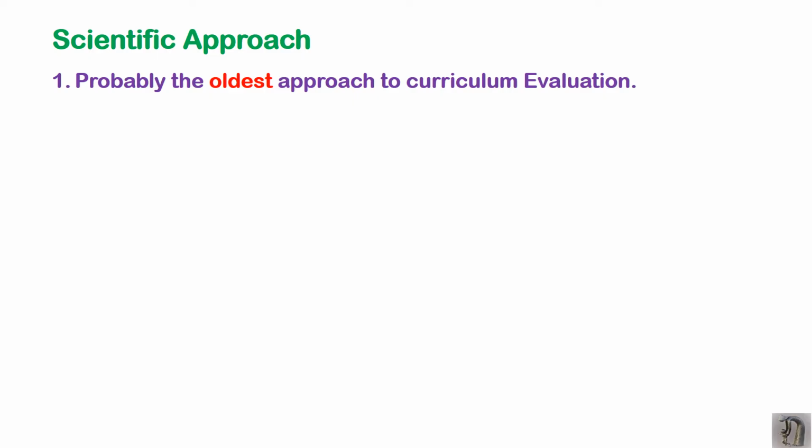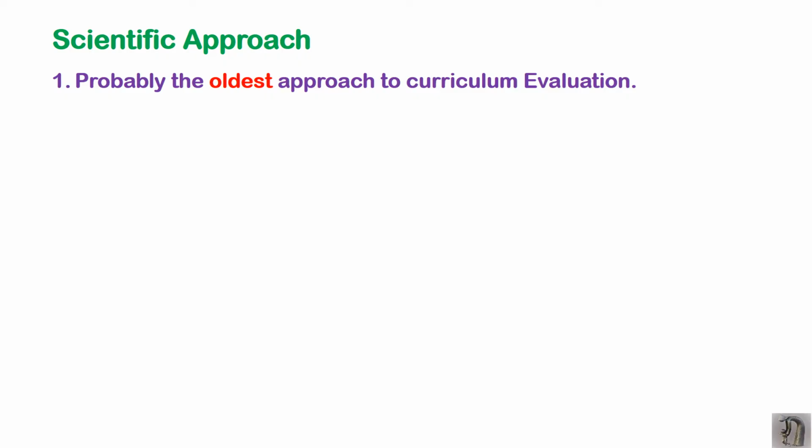Now you have to keep in mind this approach is related to curriculum evaluation. You know what is curriculum evaluation. We have already discussed it in the last video. You can just go to the playlist and check it out: what is curriculum evaluation, what is the meaning, and what are the different types of curriculum evaluations. This approach is nothing but a method of how we can quantify and evaluate the content which you have prepared.